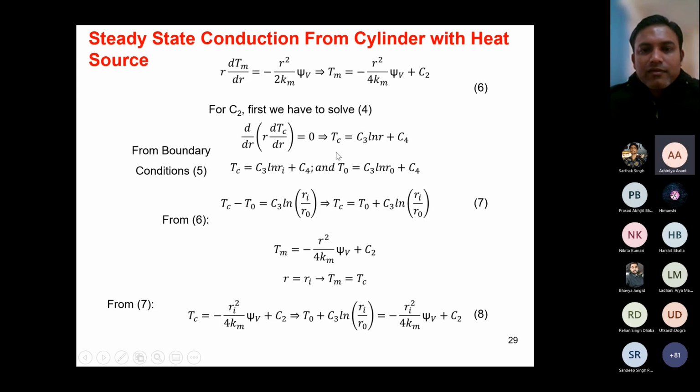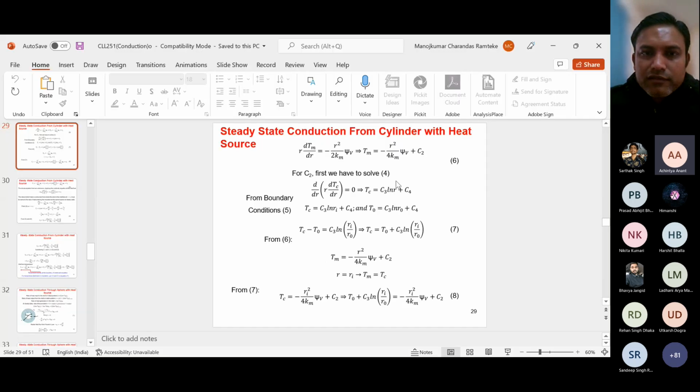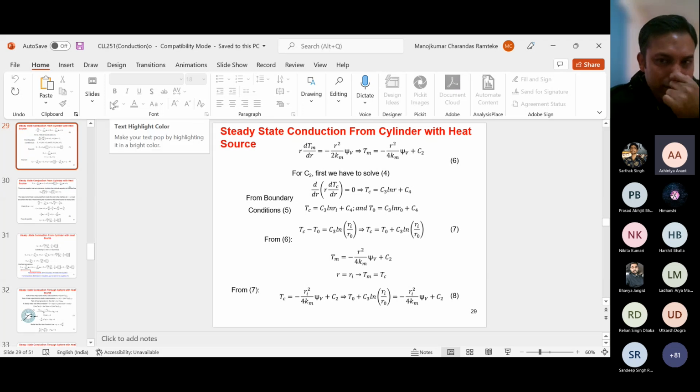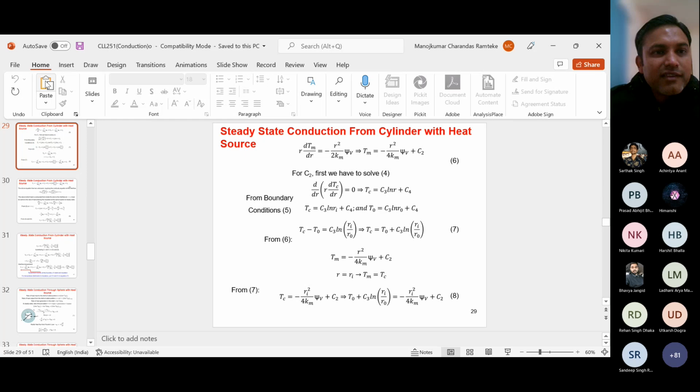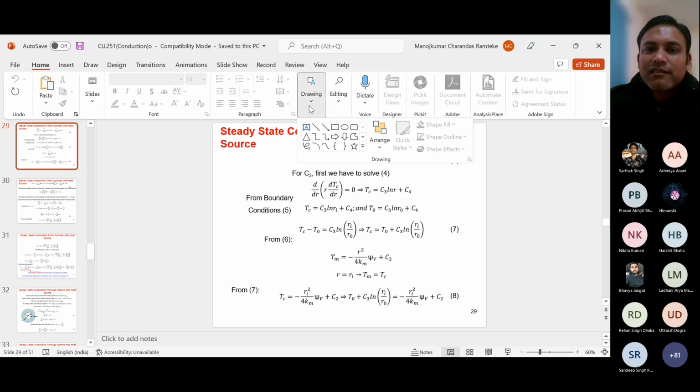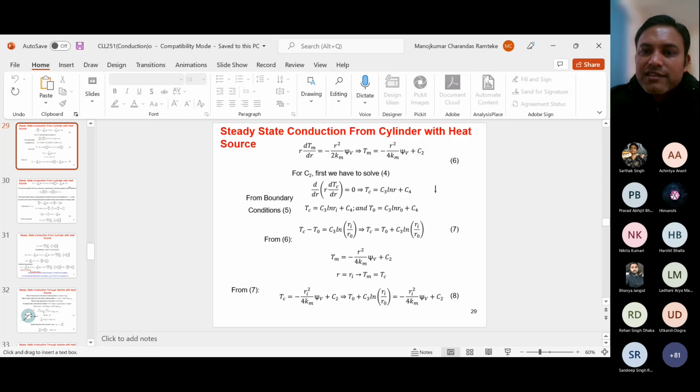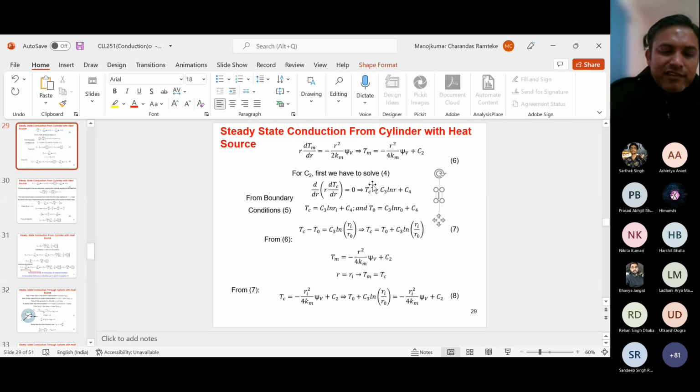Sir, in the equation Tc equals C3 ln R plus C4, we have to put the C4 in the line, the arrow? Yes, yes, we have to put it here. So this is not showing the interface temperature, but this is showing the temperature profile, the distribution. Correct, temperature profile. You are absolutely correct, Achintya. Maybe I just rename this as A.